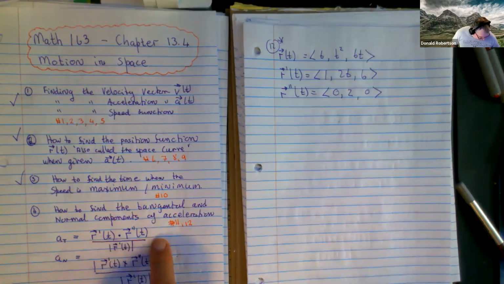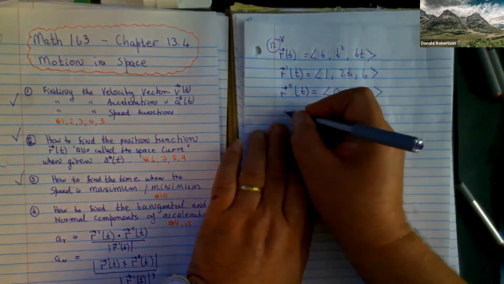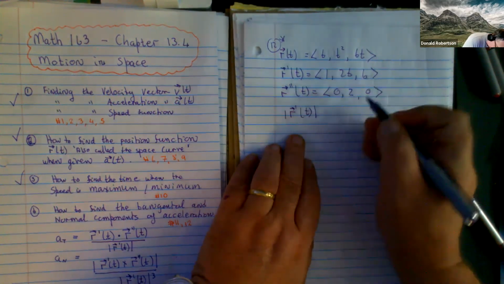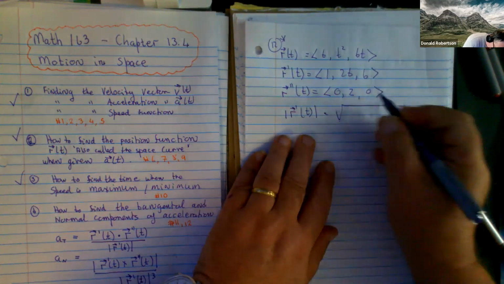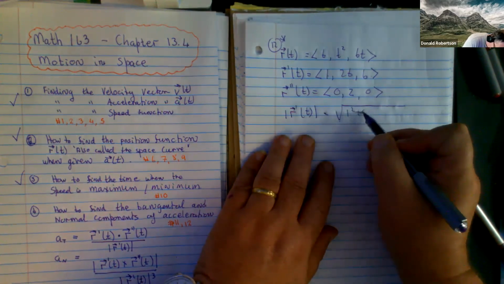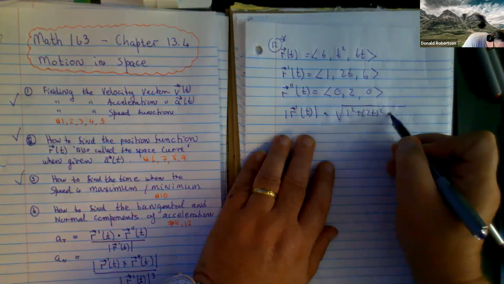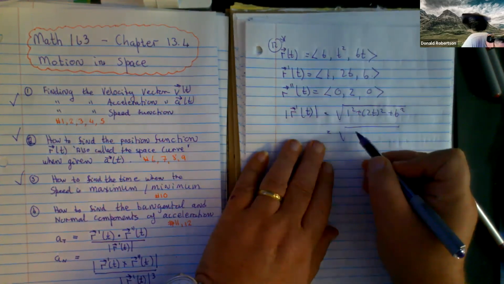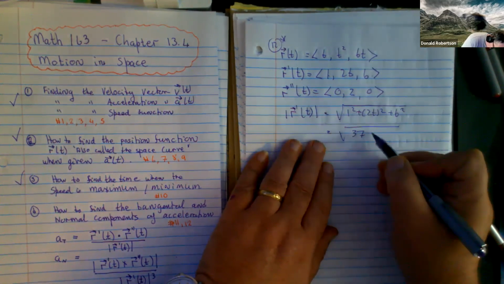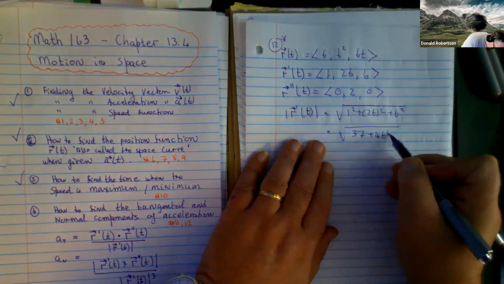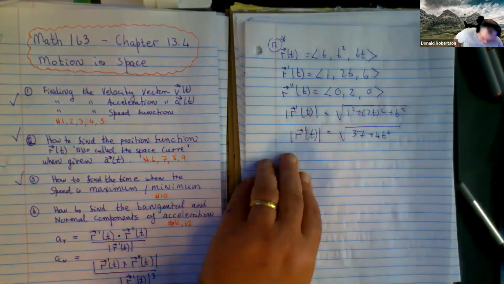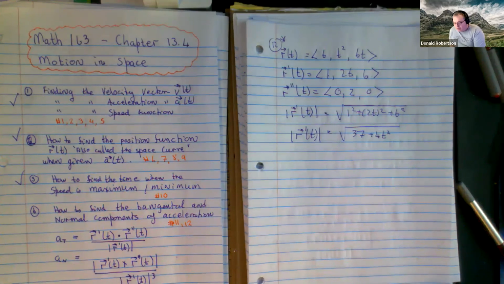So let's go for this fella here first. The only other component that I need is the magnitude of this vector. So it's the square root of 1 squared, 2t squared, and 6 squared. 6 squared is 36, and 1 makes 37. And this guy is 4t squared. And no, you cannot do any simplification. That's ugly, but that's as good as it's going to be.